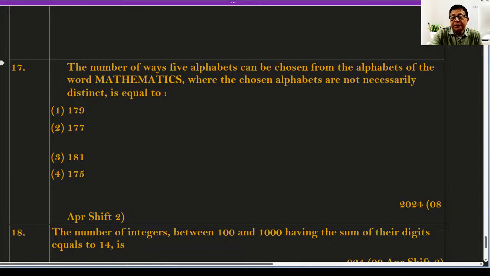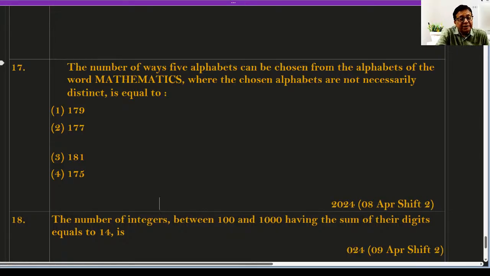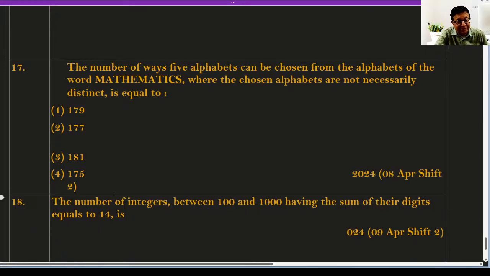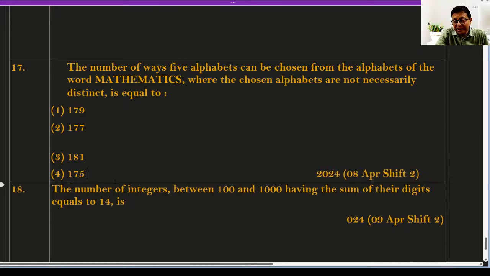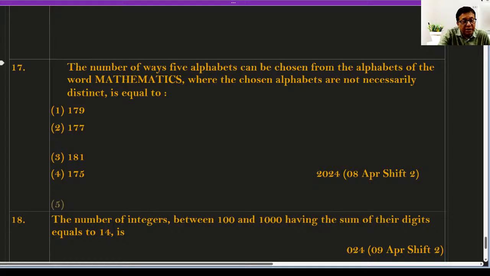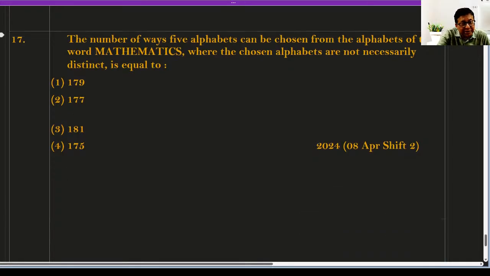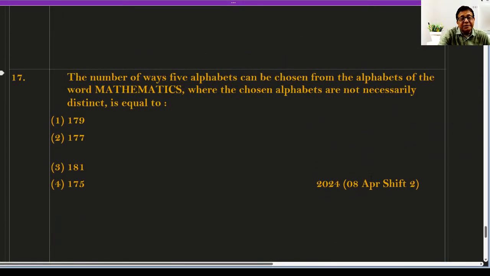Mathematics with 4-letter selection we have done, isn't it? I mean, you have done. But how will selection be done if 5 letters are being selected? 5 alphabets can be chosen. So in what way can selection be done?